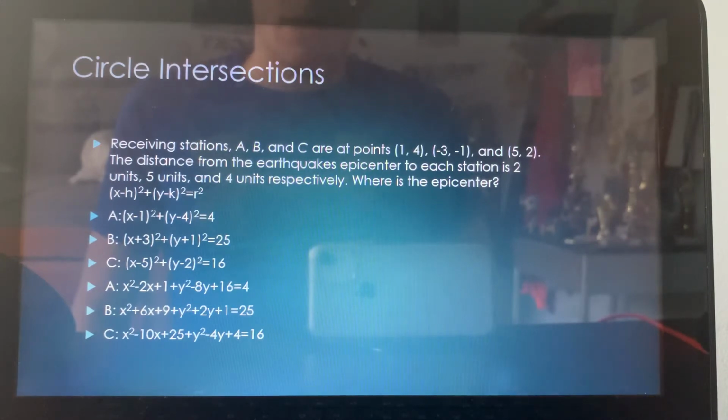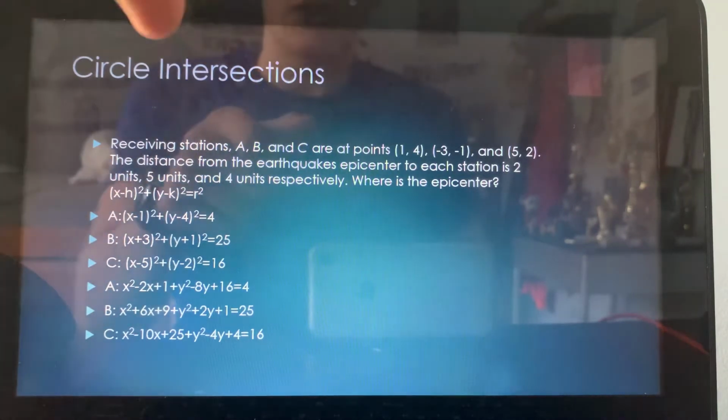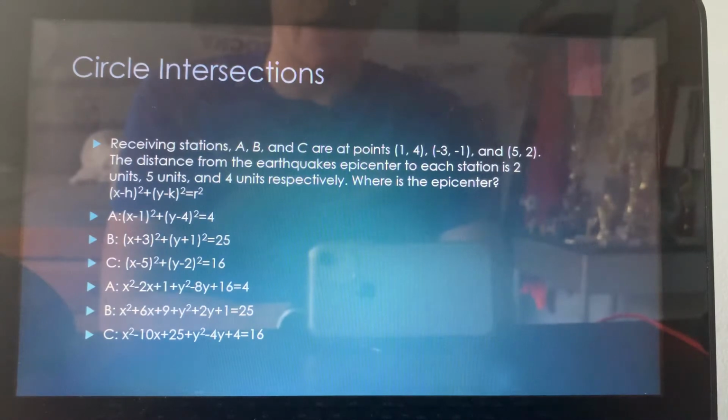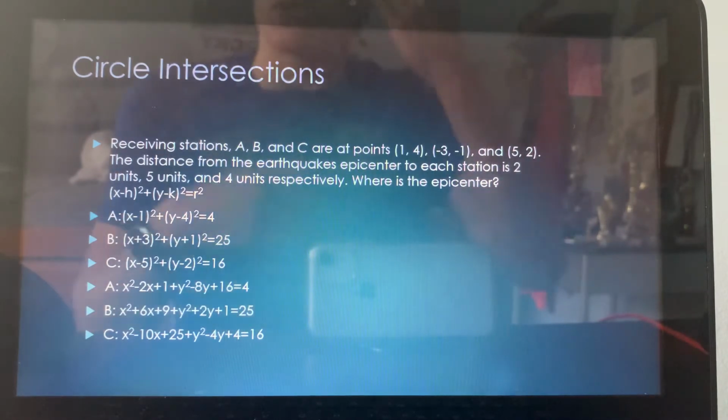For (1, 4), if that's h and k, it would be (x - 1)² + (y - 4)² = 2², which is 4. This one would be (x + 3)² + (y + 1)² — because minus a negative is just plus — equals 5², which is 25. And for C, we have (x - 5)² + (y - 2)² = 16, 4 squared. So let's write those out.